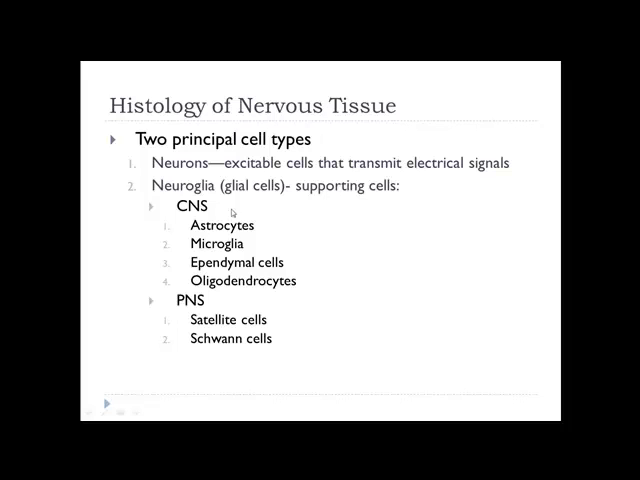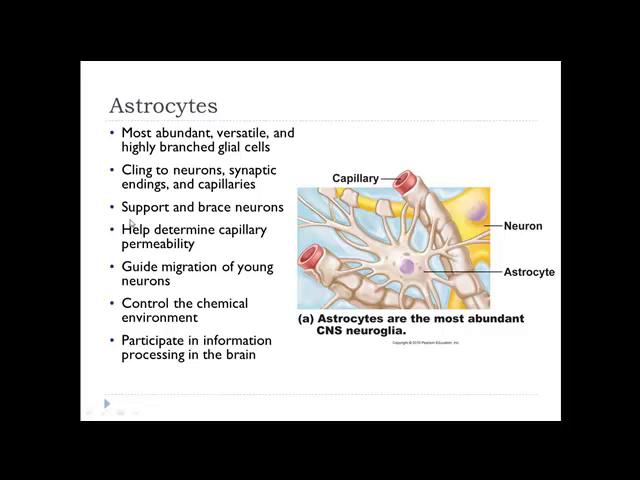Your neuroglial cells, or glial cells, are your support cells. You're going to have some that are found in the central nervous system specifically, and some that are found in the peripheral nervous system specifically. The ones in the central nervous system are astrocytes, microglial cells, ependymal cells, and oligodendrocytes. And then our peripheral will be satellite cells and Schwann cells. So let's take a look at these guys here.